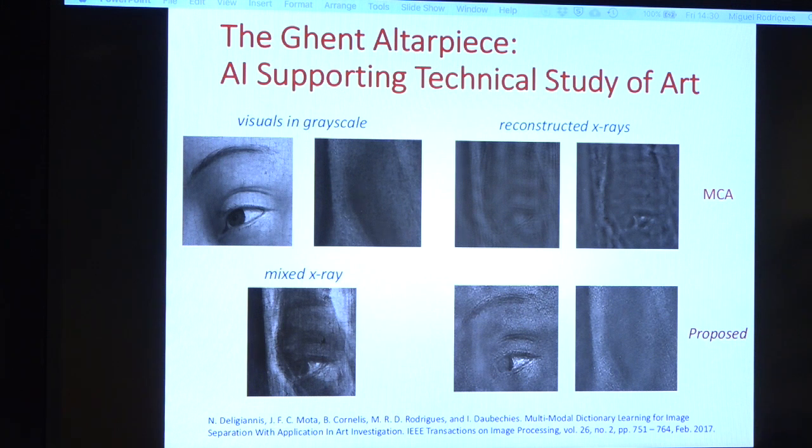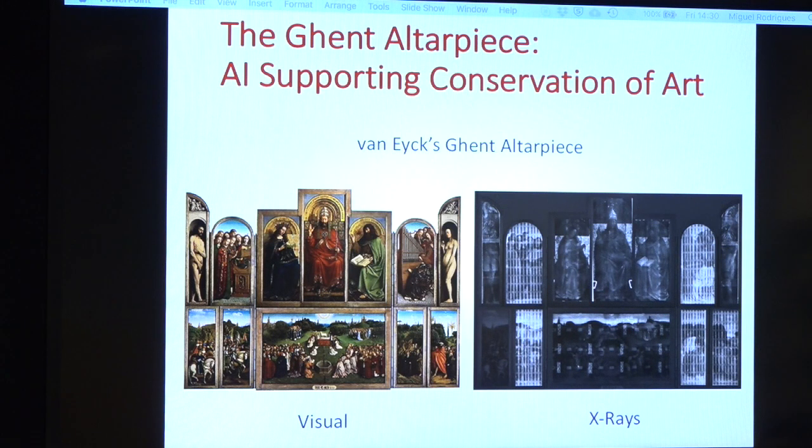And again, this is powered by many of these emerging methods that ingest a lot of data, and then based on this data, they try to find complex relationships among the data sets in order to produce the desired result. So this is a particular problem that has been studied. Another one relates to AI supporting the conservation of art, and this has been done by a collaborator of mine.